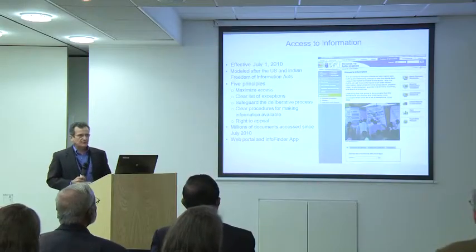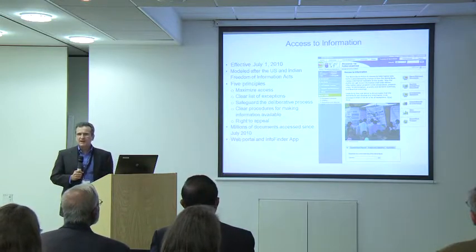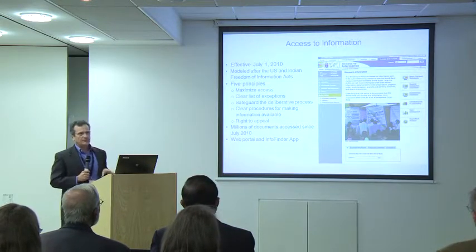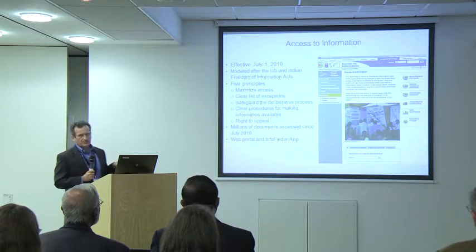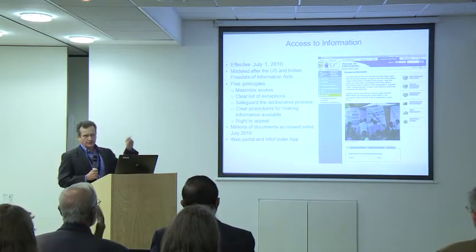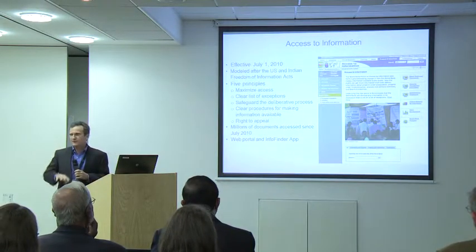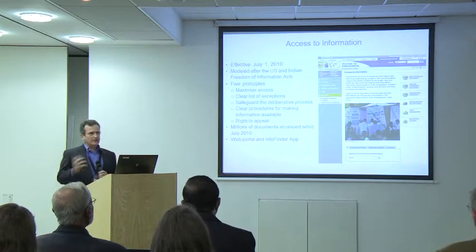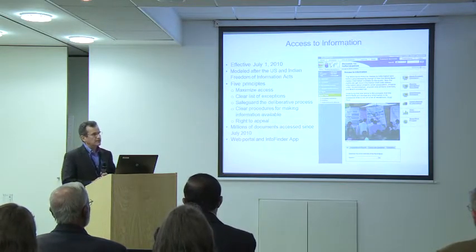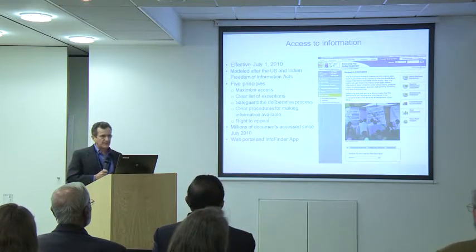So access to information went into effect on July 1st of 2010. It replaced a former policy called the disclosure policy. And the disclosure policy basically said everything is confidential except for a short list of documents that we will disclose. The access to information policy turned that on its head and said everything is open except for a short list of documents that will remain confidential, for example, HR records, things of that nature.